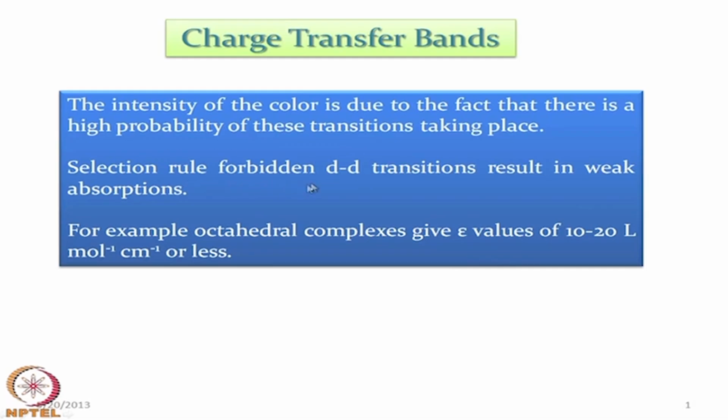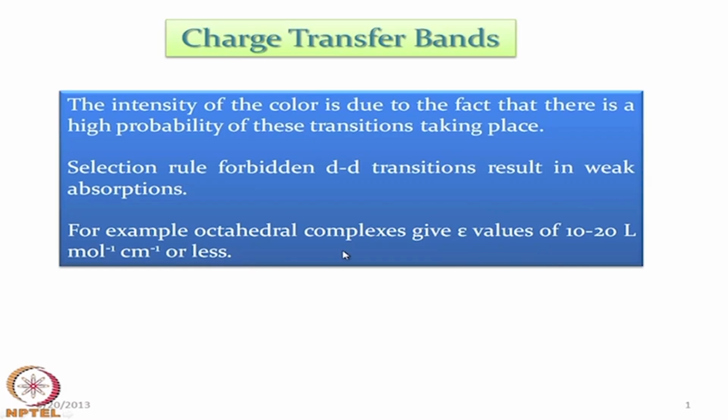Because we have seen that in the case of d-d transitions, the selection rule does not allow all the transitions, particularly those involving one d orbital to another d orbital, which results in very weak absorption. That is why all the d-d transitions we have classified as weak transitions. Now we can categorize these charge transfer transitions as very strong transitions, whereas for d-d transitions the epsilon values are pretty low, sometimes in the range of only 10 to 20 liter mole inverse centimeter inverse, or sometimes even less.